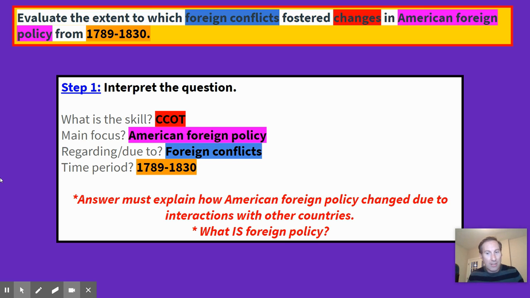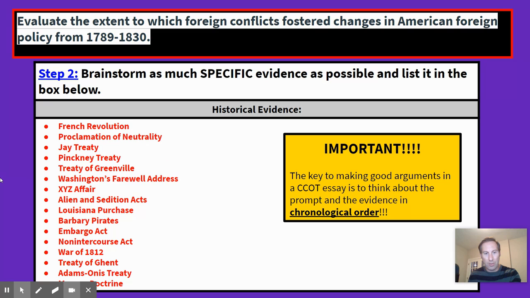I always need to acknowledge that time period because I'm only allowed to use citations or evidence that comes from that era. So I want to make a mental note. 1789 is really the year that the Constitution is ratified. And then 1830 takes me beyond the Monroe Doctrine into the presidency of Andrew Jackson. Okay, so this is the time range that I'm dealing with, all in our early American history.